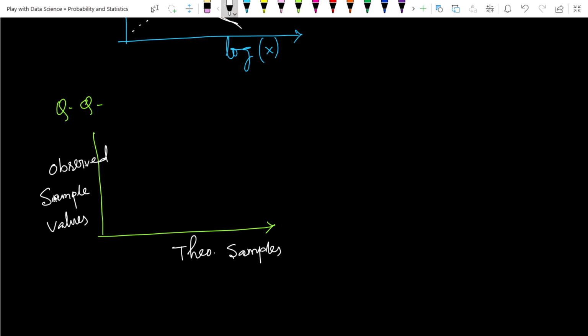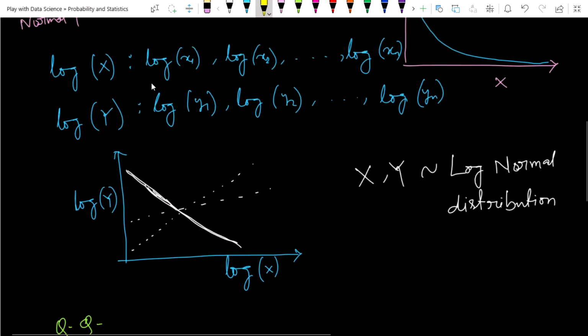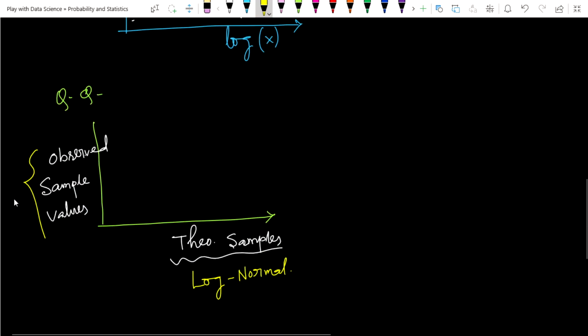Observed sample values, meaning the quantiles. In theoretical samples I have taken a random sample from some theoretical distribution. If you draw the QQ plot, then in theoretical samples we have to use the log normal distribution, and in observed sample values we have to take our observed values, this kind of x values.